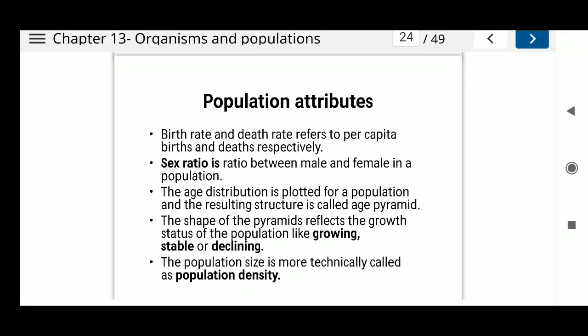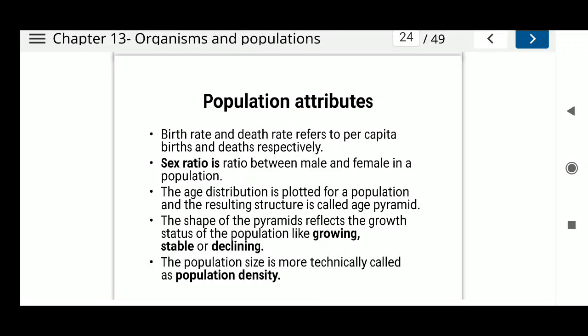Now third population attribute is sex ratio. Like we can say he is a male or she is a female, but in a population we count how many males are in a population of 1000 females, or how many females are in a population of 1000 males. So this is known as the sex ratio. It is a ratio between male and female in a population.